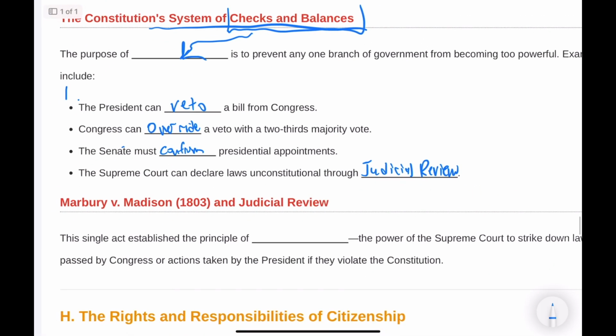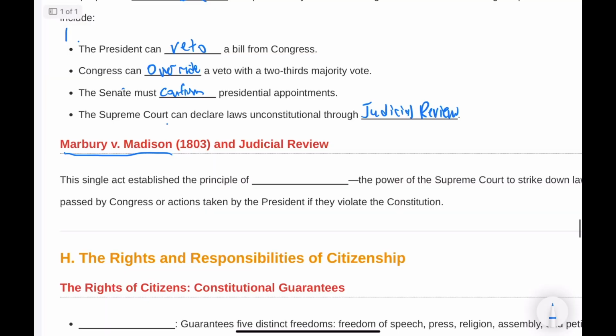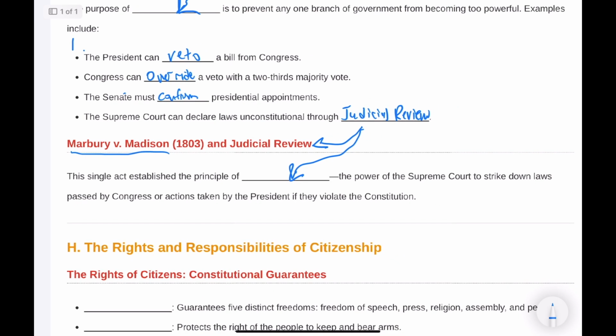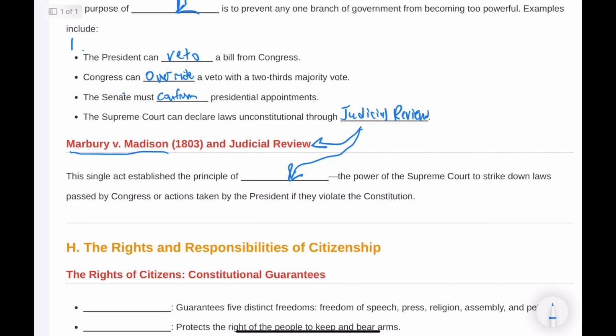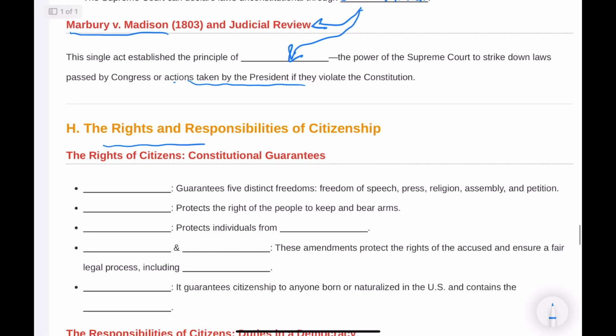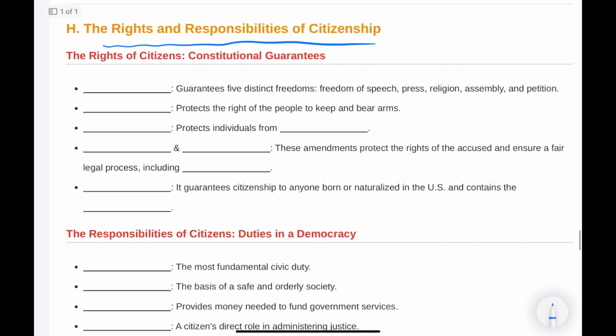All right, next up we have an important court case, Marbury versus Madison, and going to this judicial review. This single act established the principle of judicial review, the power of the Supreme Court to strike down laws passed by Congress or actions taken by the president. All right, moving to the rights and responsibilities of citizenship, a direct section on your exam.